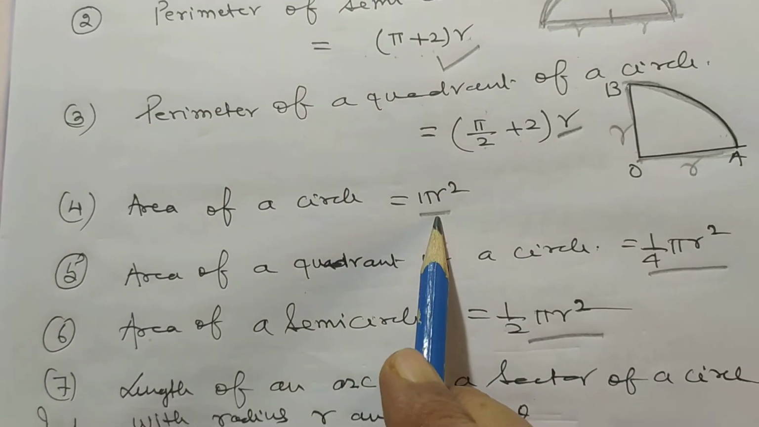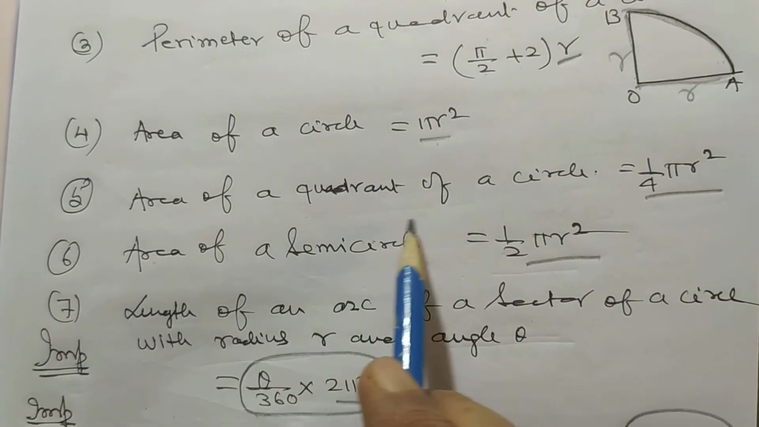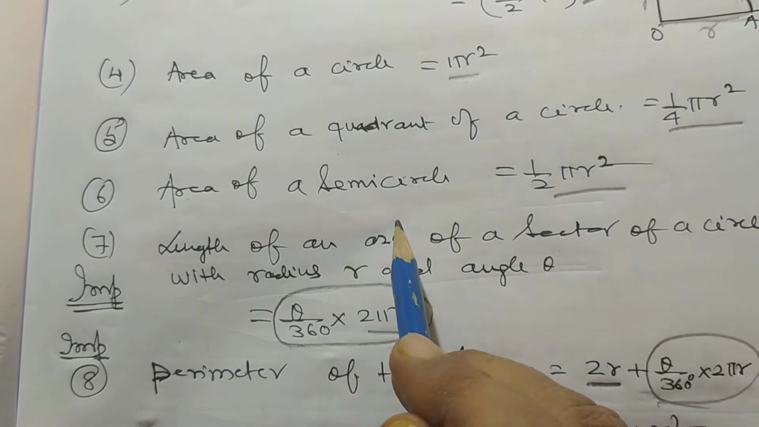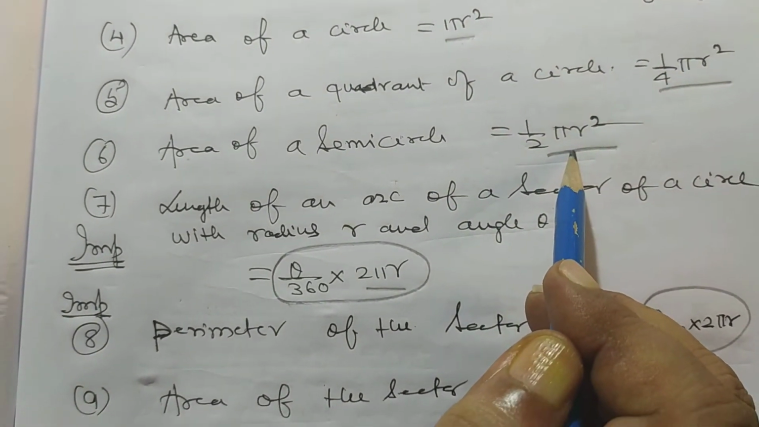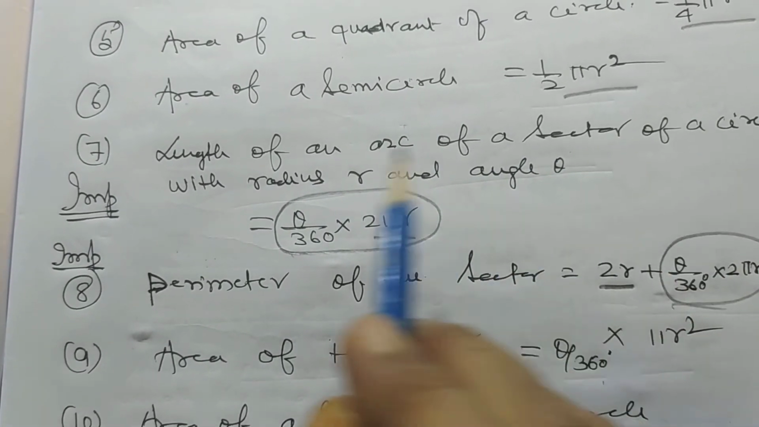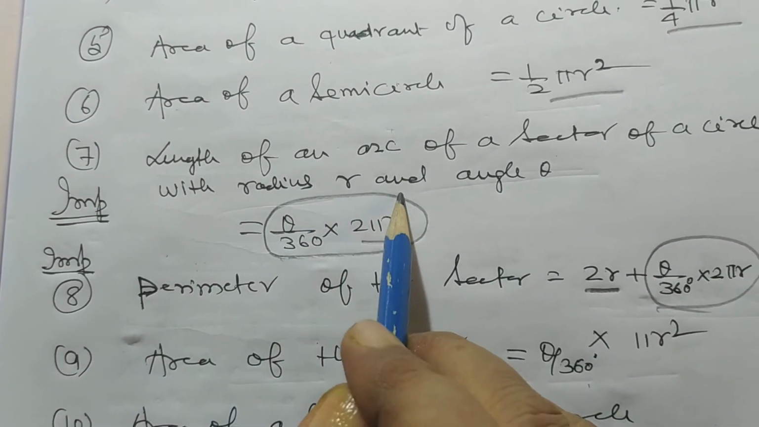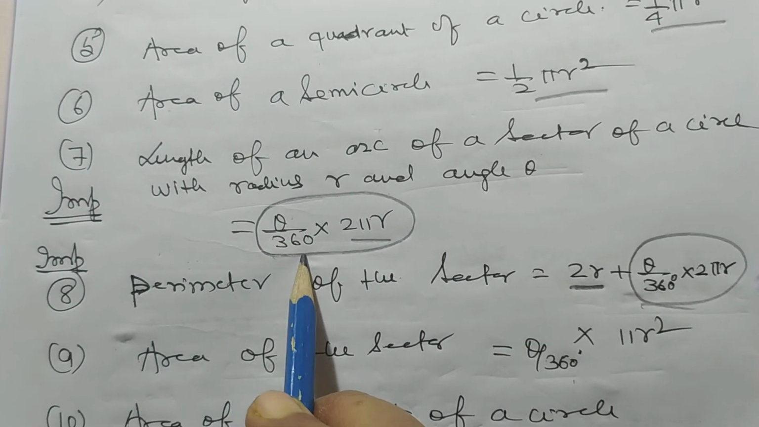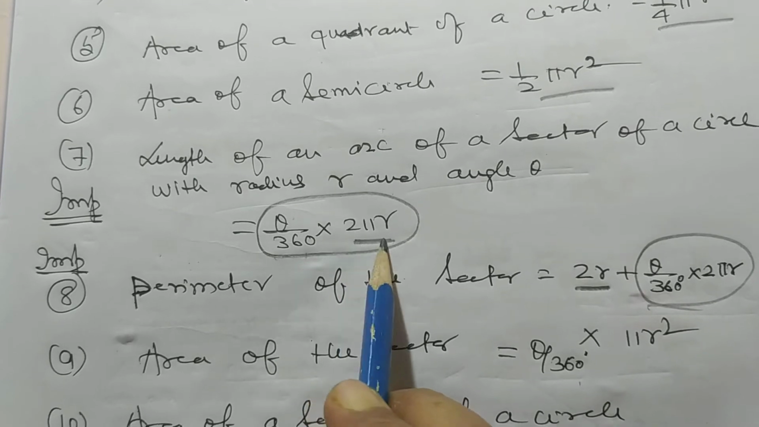Area of circle is equal to pi r square. Area of quadrant of circle is equal to 1 by 4 pi r square. Area of semicircle, you know, is half pi r square. Area of an arc of a sector of a circle with radius r and angle theta is equal to theta by 360 degree into 2 pi r.